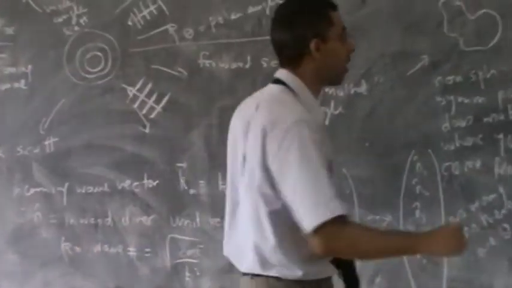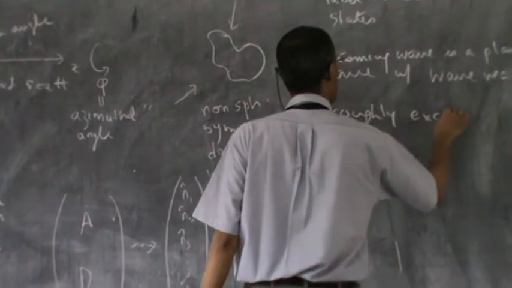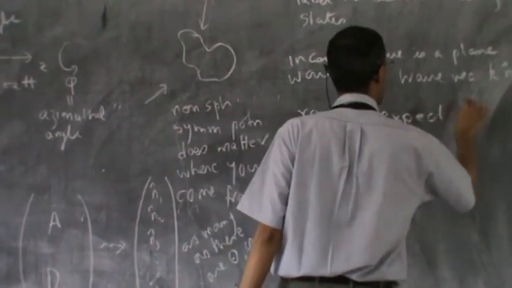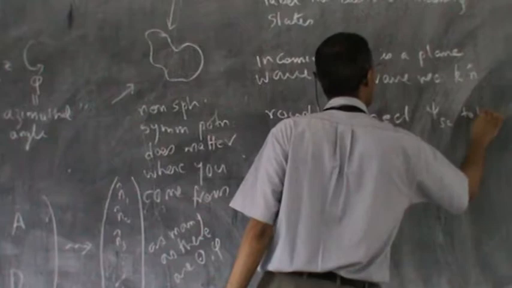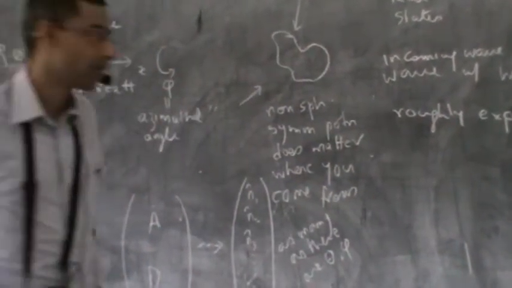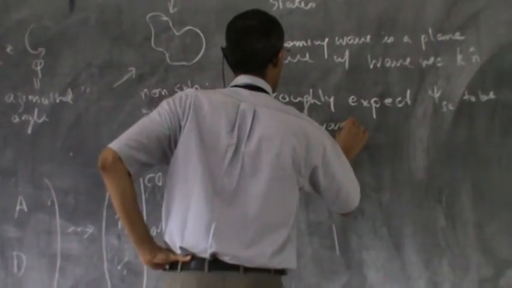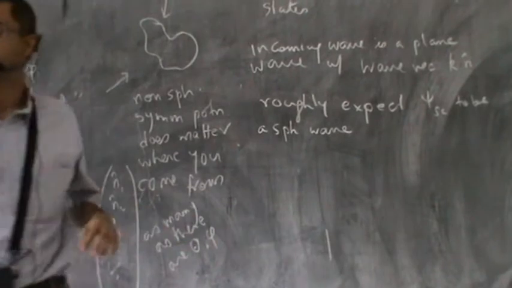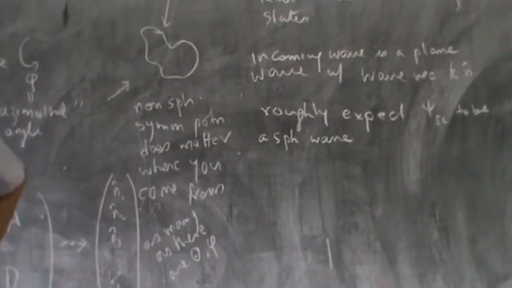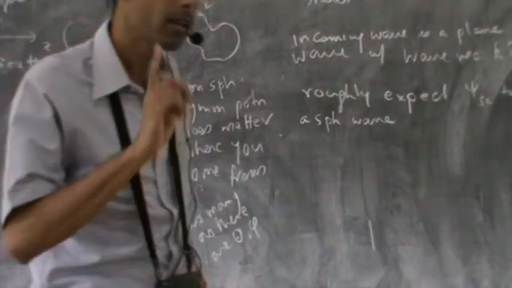So roughly, expect the scattered wave to be what kind of wave? Spherical wave. That's not a bad idea. To be a spherical wave. What do you mean by spherical wave? Amplitude differs. Sorry?